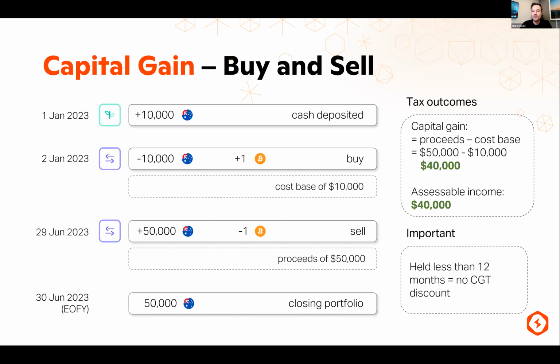Also in this example, it's been held for less than 12 months. So it's not eligible for the CGT discount. If it had been held longer than 12 months, then you would be eligible to apply that. So that can also reduce the gain that you actually have to declare at the end of the day.